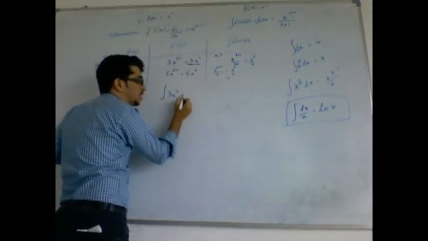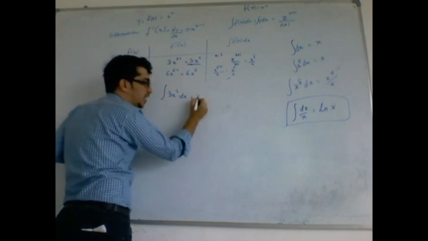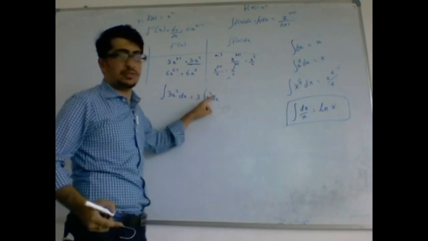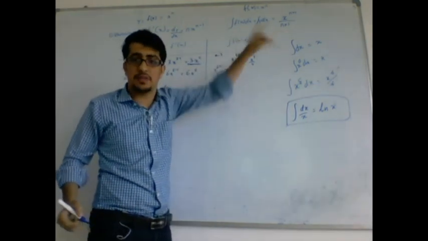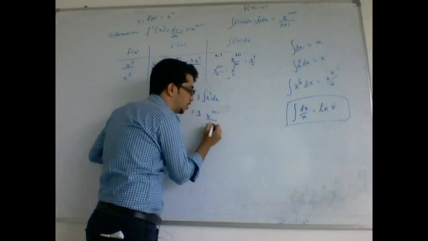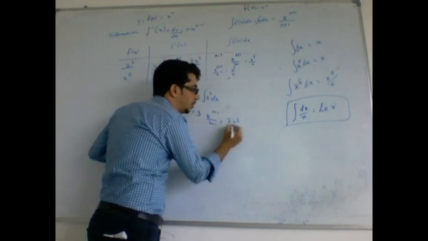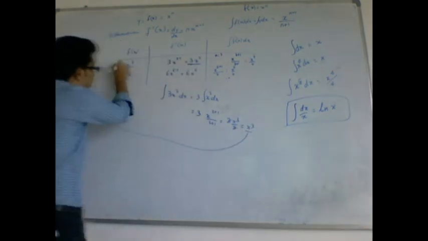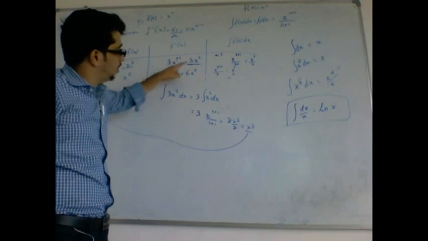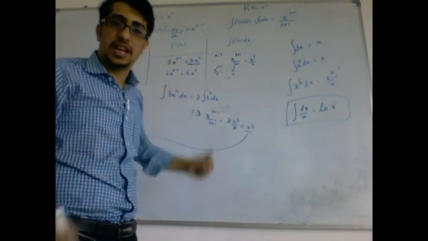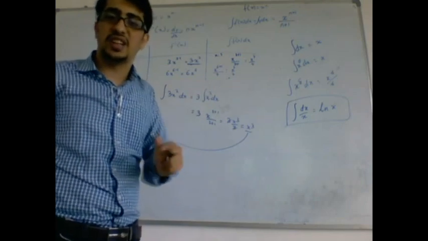Integration of 3x square dx. The coefficient as it is, I write outside the sign of integration. What is the integration of x square? X power n plus 1 upon n plus 1. So 3 x power 2 plus 1 upon 2 plus 1, 3 x cube upon 3. We will cancel out 3 and it will give us the question. You can check this. If you take the answer of a differentiation and integrate it, we will get the question. So the reverse of differentiation is none other than integration.